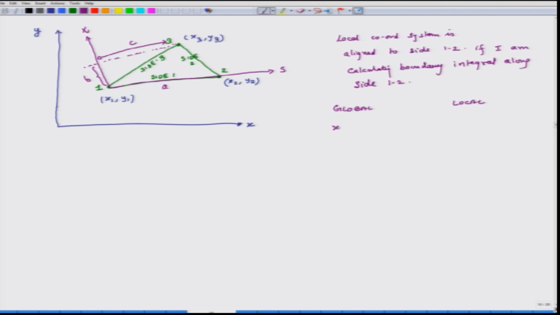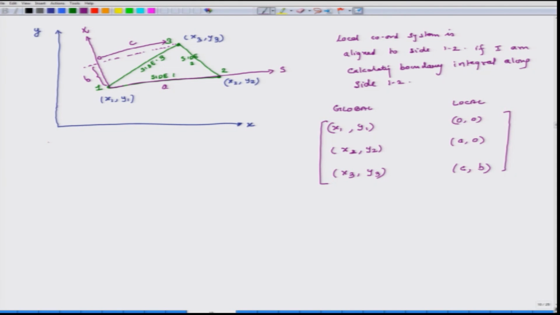Okay. Global is x1, y1, and local is 0, 0. Global is x2, y2, and local is A, 0. And the third one is x3, y3, and what is the local coordinate in that case? The value of S is C and this is B. Agreed? So this is the mapping for each of these nodes.